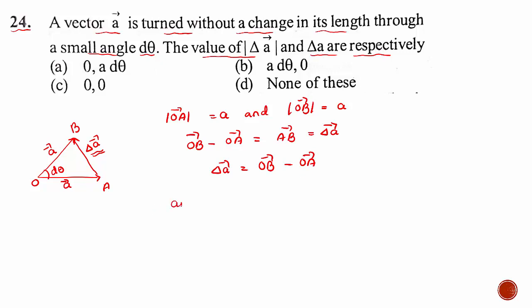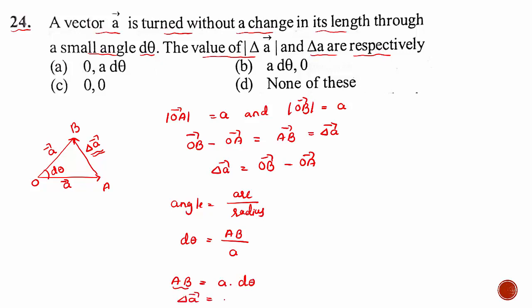So now we know the formula for angle. Angle means arc length divided by radius. Angle is given, d theta. Arc length is AB. Here I can write AB divided by radius, that is A. Or we can write AB equal to A into d theta. AB means this is the change in the length.